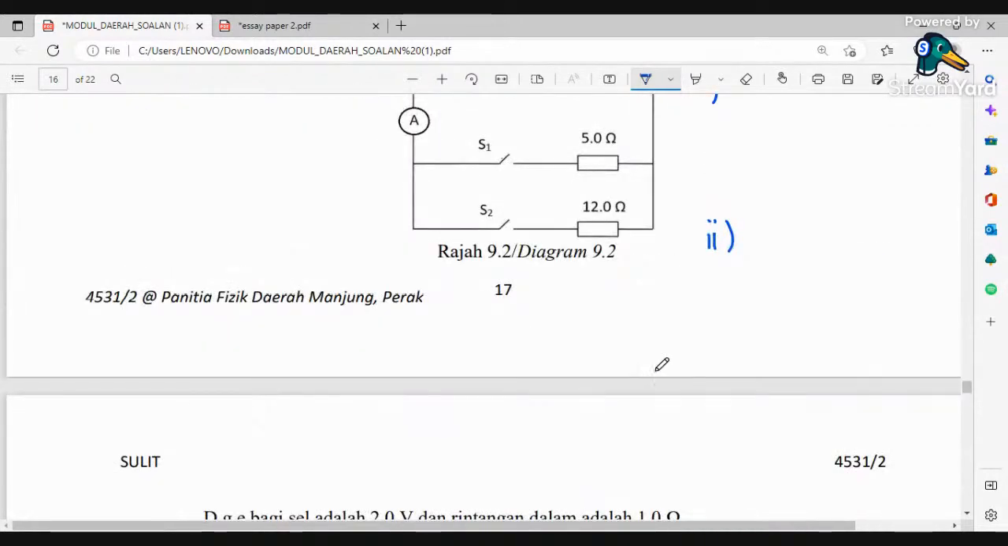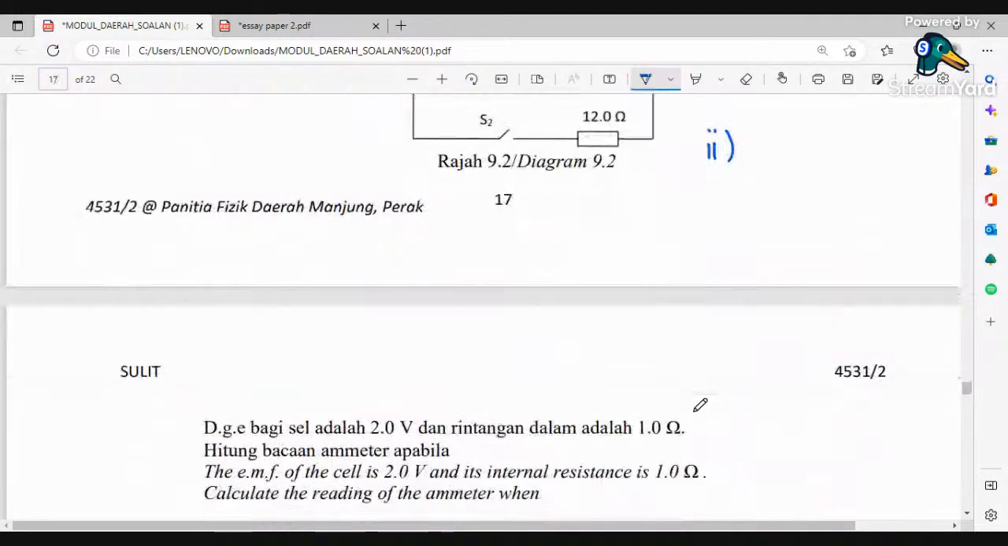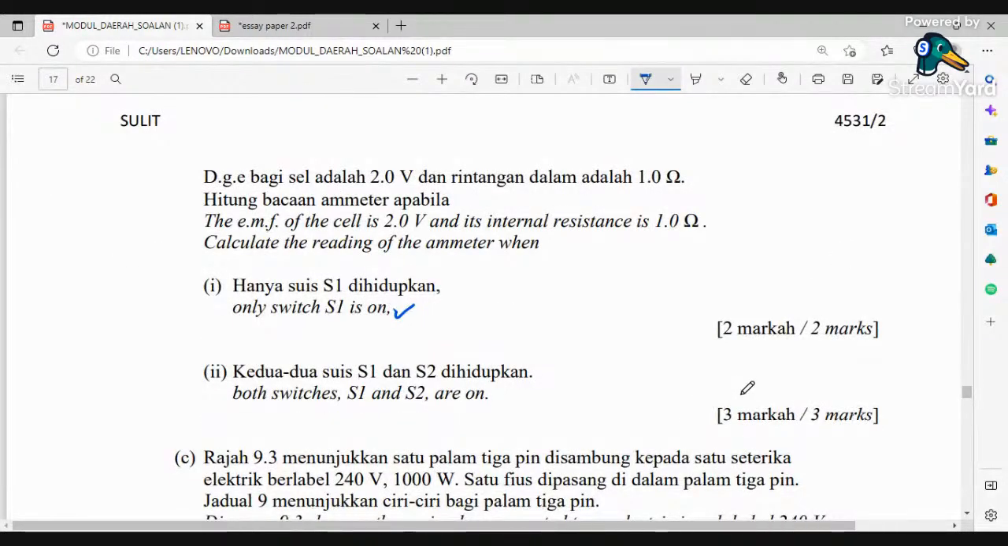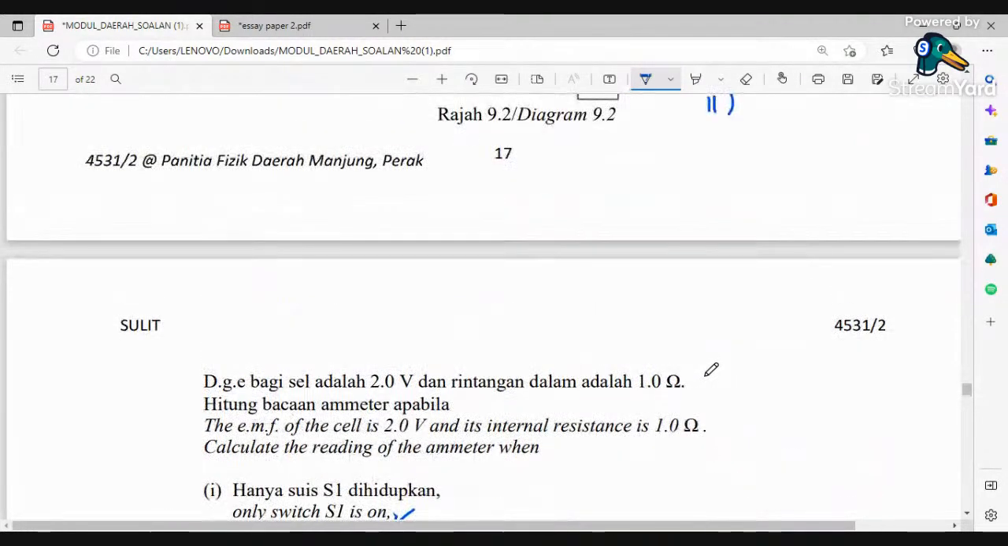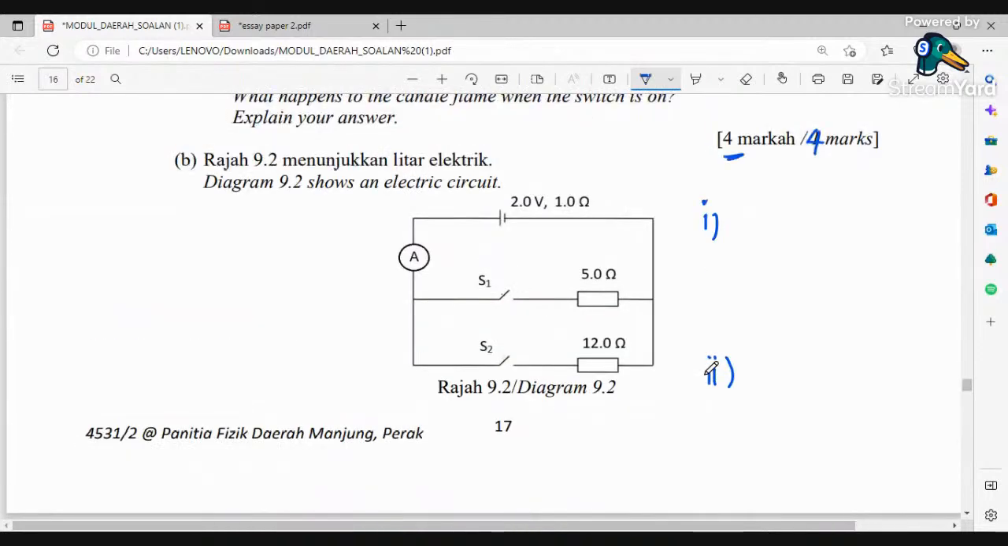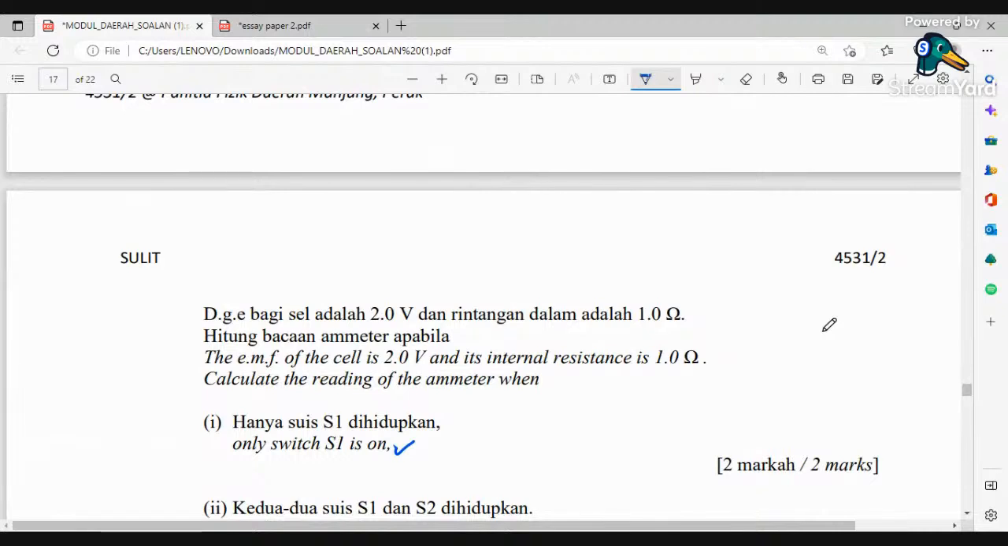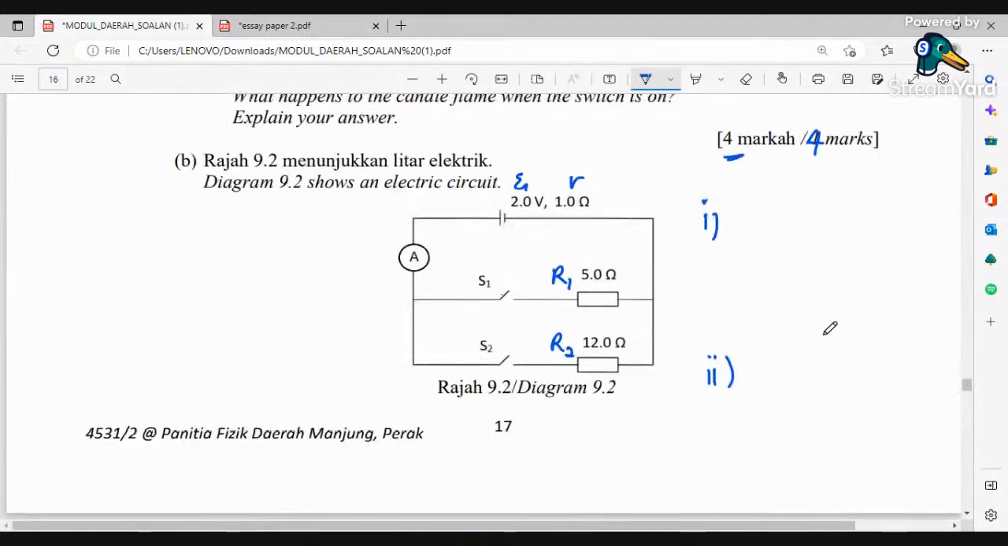Okay, normally for section B, there is one calculation part, 5 marks. Okay, let's look at here. So this one is EMF. This one is internal resistance. Then we have here R1 and R2. Let's say for the first part, S1 is on. So it means we just have this part only.